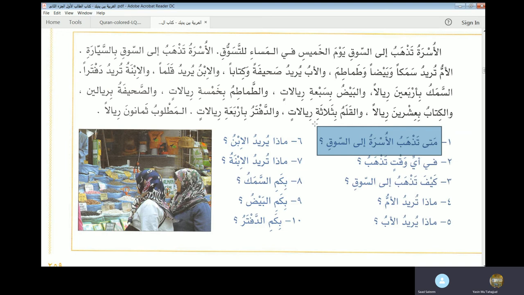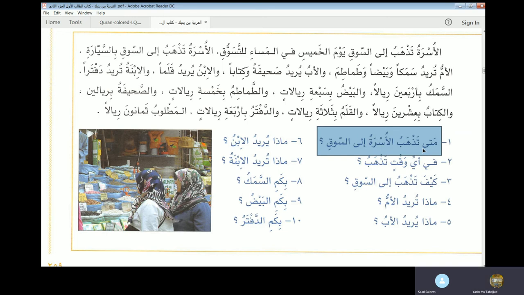Usratu tadhabu ila suq bisayarati? Oh, when? What is the meaning of this question? Is it when? I thought it said how. Okay, is when do they go? First answer in English. They go to the market Thursday evening.